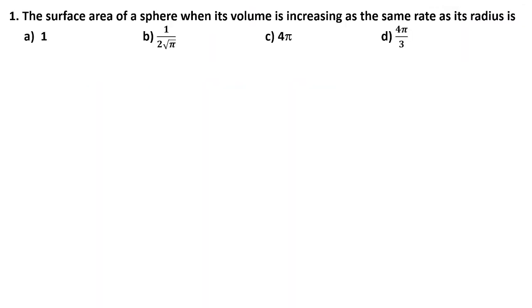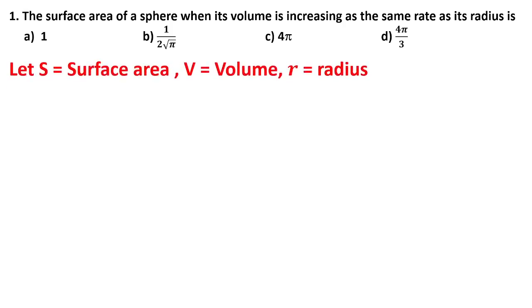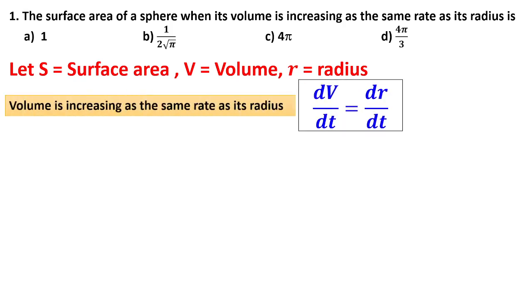Let us move on to question number 1. The surface area of a sphere when its volume is increasing at the same rate as its radius is. Let us take S as the surface area, V as the volume and r as the radius. What is given? Volume is increasing at the same rate as its radius. Therefore, dV by dt is the same as dr by dt.